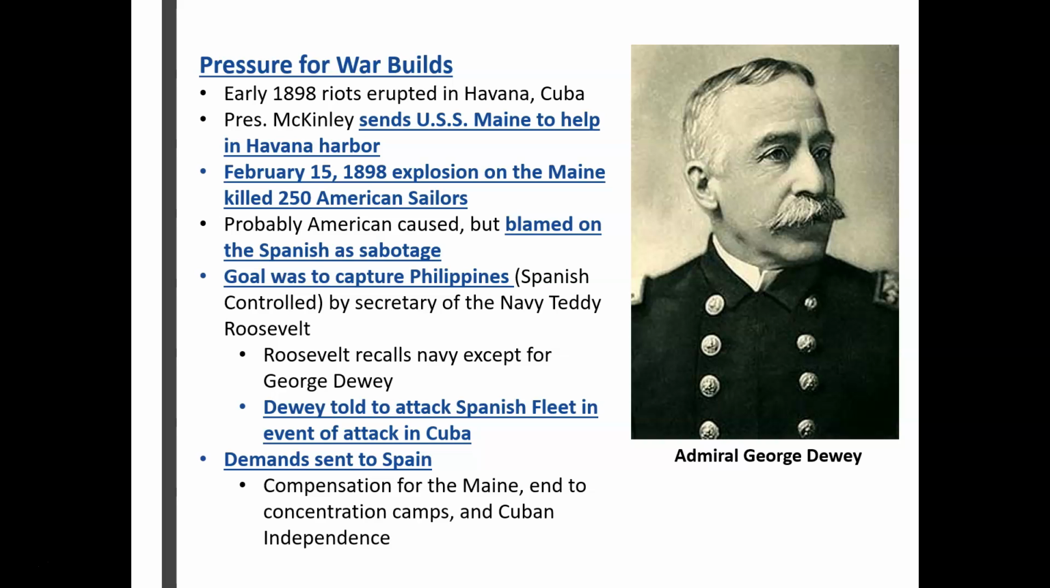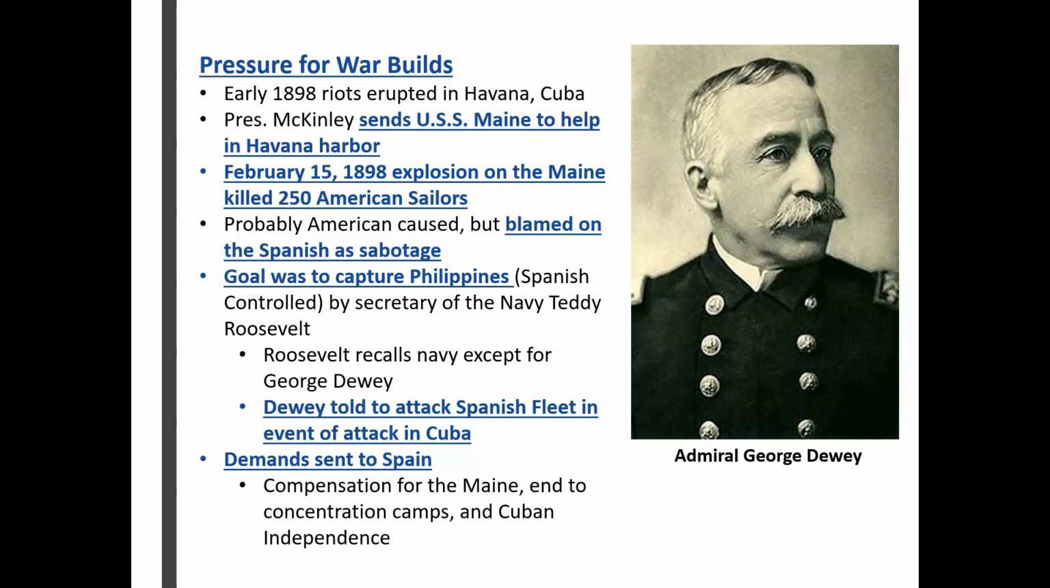And on February 15th, 1898, there's this explosion that takes place on the USS Maine, and it kills 250 American soldiers. You know, it's this awful event, and it gets blamed entirely on the Spanish, despite the fact that most likely it was American cause. Something went wrong in the ammunition hold and it just blew up. But it's blamed on the Spanish military and that it was sabotage.